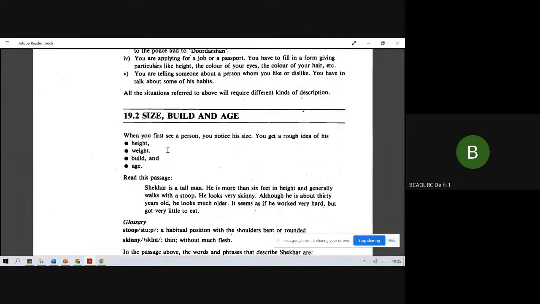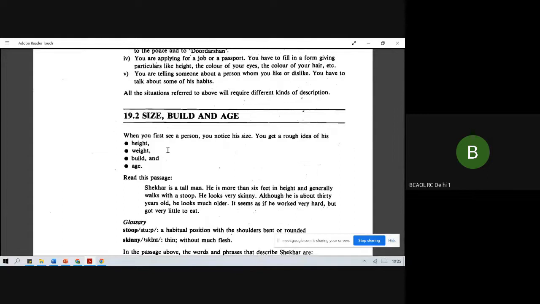If you see my skin, you can see how you start writing. Like, Shaker is a tall man. He's more than 6 feet in height and generally walks with a stoop. He looks skinny. Although he is about 30 years old, he looks much older. It seems as if he worked very hard but got very little to eat. See, this is talking about his adjectives: adjective means his height, weight, how he looks, and his food habits.